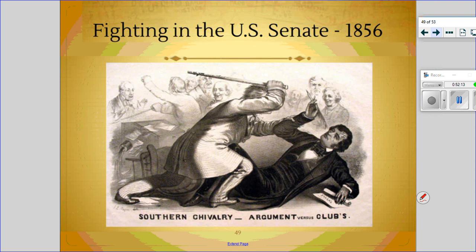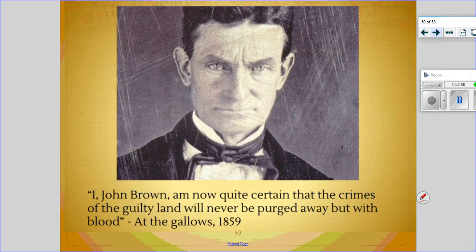One of Preston Brooks' colleagues held the rest of the Senate at gunpoint to keep them from intervening. So imagine if today one senator pulled out a gun and pointed it at everybody else, while a second senator beat a third one half to death. You would be like, man, things are not good in the United States. So there's blood on the floor of the Senate, and in Kansas, blood is being spilled as well.